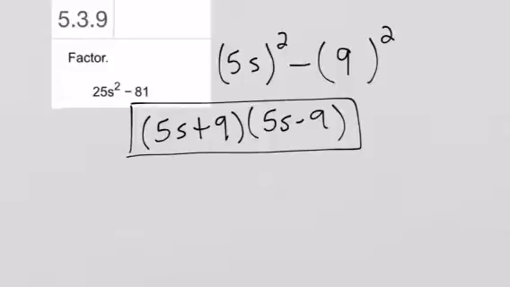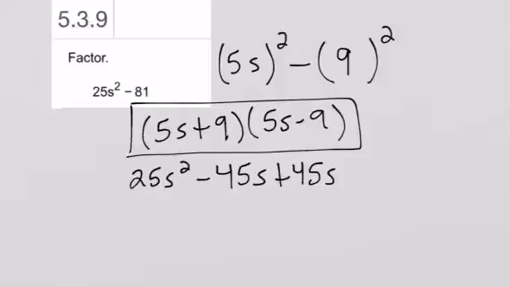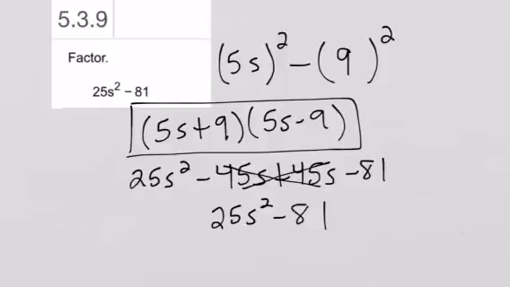First times first, that's 25s squared. Then first times last, so that's minus 45s. And then 9 times 5s, well that's plus 45s. And then 9 times negative 9 is negative 81. So now we see that the O and the I parts cancel, and we're left with 25s squared minus 81, and so we see that it does indeed work.